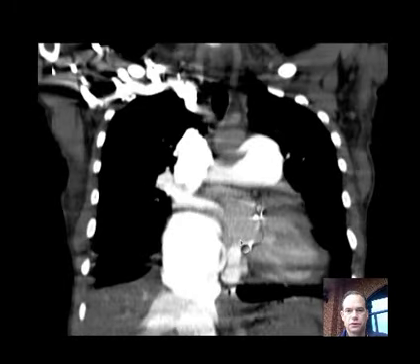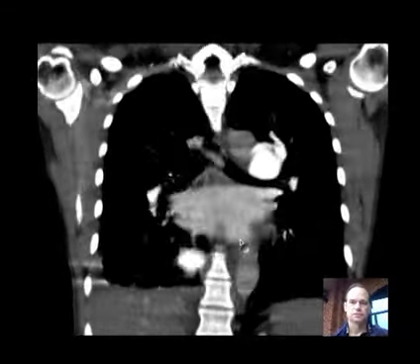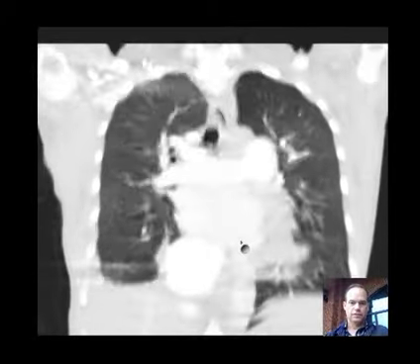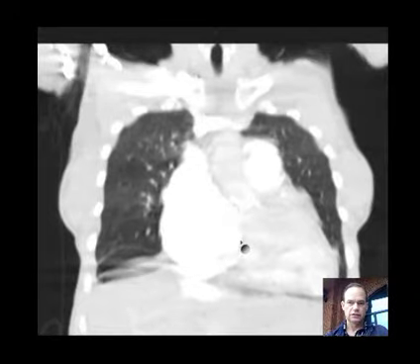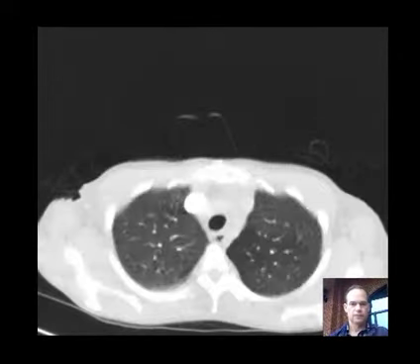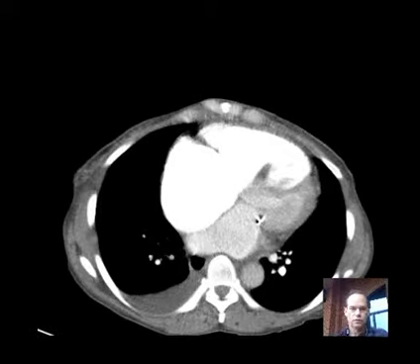Oh, this is very interesting, isn't it? Very interesting. All right, so look at that on lung windows. Not a whole lot going on in the lungs, okay? I will give you that this is a patient with a pleural effusion, okay? So we have pleural fluid on the right.